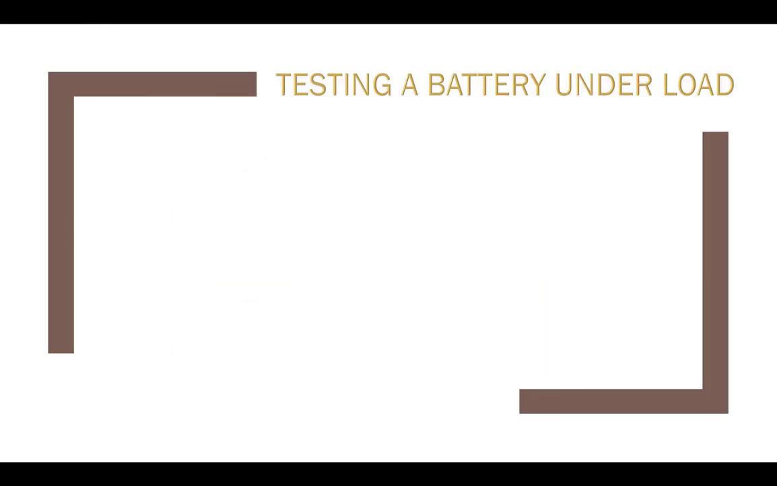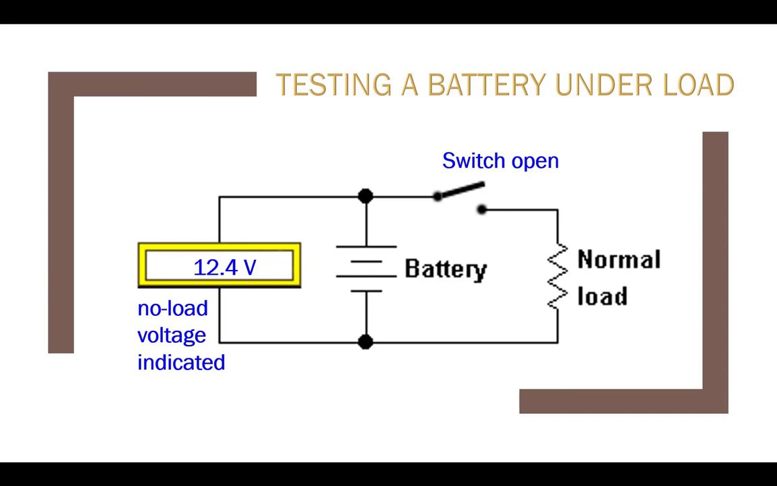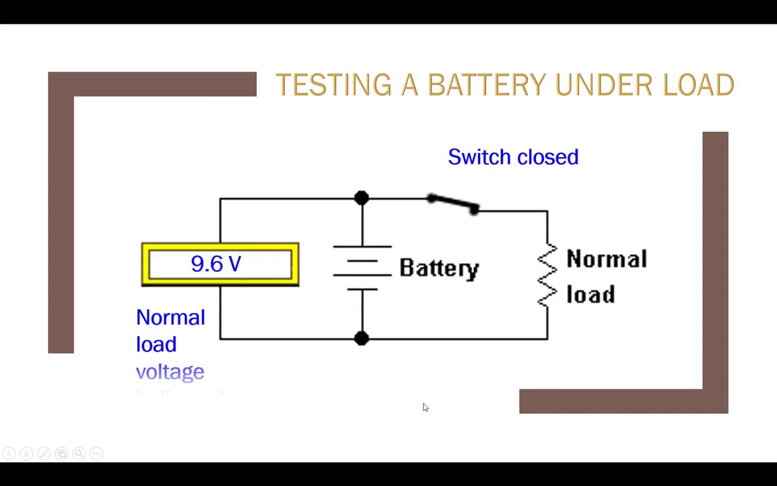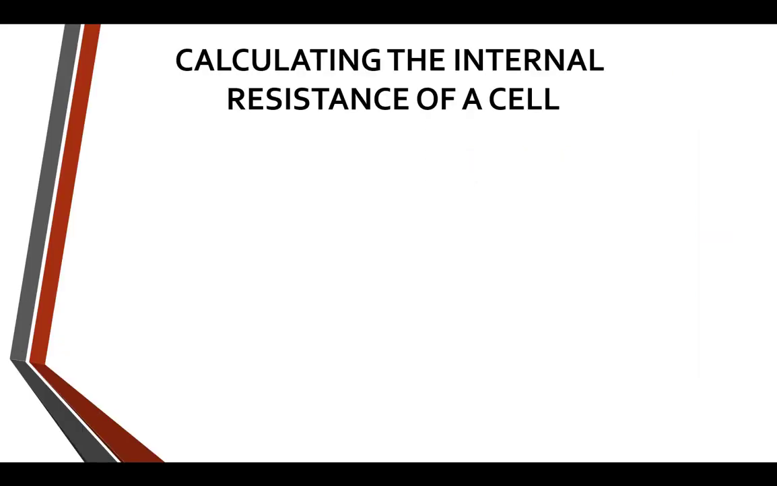Testing a battery under load. If there's no load on the battery, you just measure it as it's sitting there out of its device, you'll see that the voltage is higher than its rating. But whenever you put it under a load, you'll see that the voltage will drop down. This is normal. This is a normal way that a battery works, and the reason that it does that is because there's an internal resistance inside the battery.